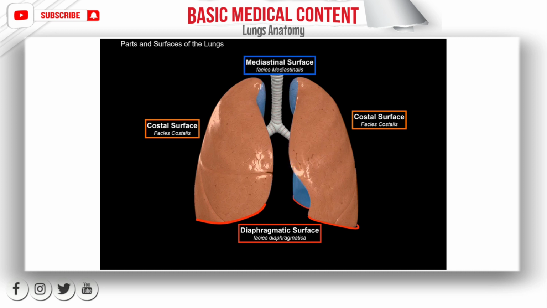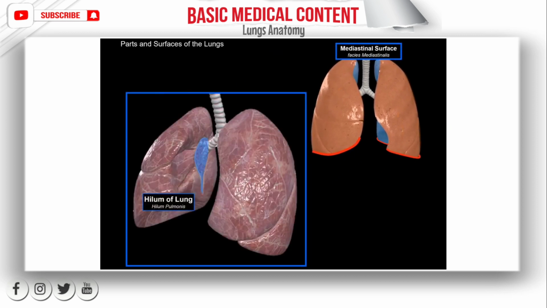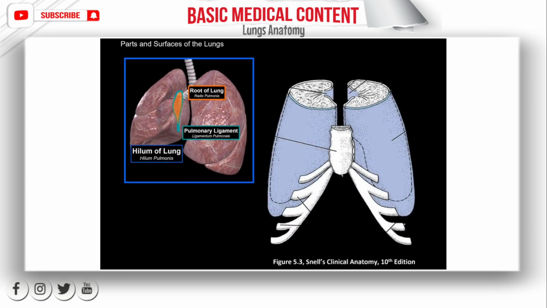Now the mediastinal surface is very important because this is the surface where you'll find the hilum of the lung. Think of the hilum as an entrance or a hallway which leads into the lungs. This entrance is bordered by the pulmonary ligament. All structures that come in and go out from the lungs are called the root of the lung. Here's an image that I really liked from the book Snell's Clinical Anatomy. The reason why I liked it is because it perfectly shows what the hilum of the lung looks like. It's kind of a depression or a hallway that leads into the lung, bordered by the pulmonary ligaments, and structures go in and out as the root of the lung.